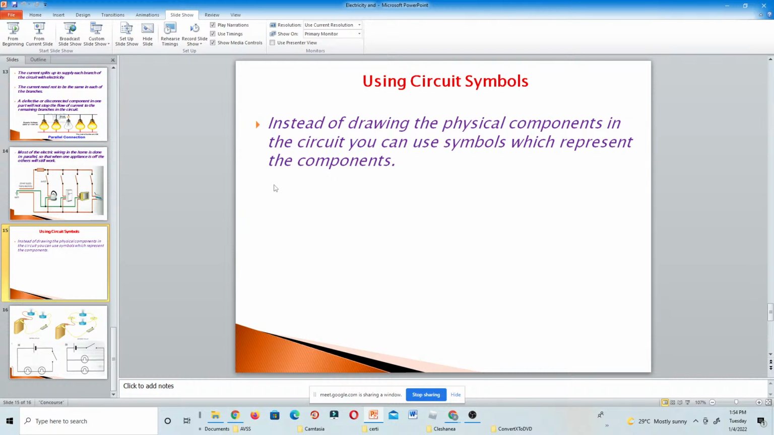Right. So once we meet face to face, then definitely we'll do an experiment on electricity. So once we meet again, we'll just do an experiment on electricity.